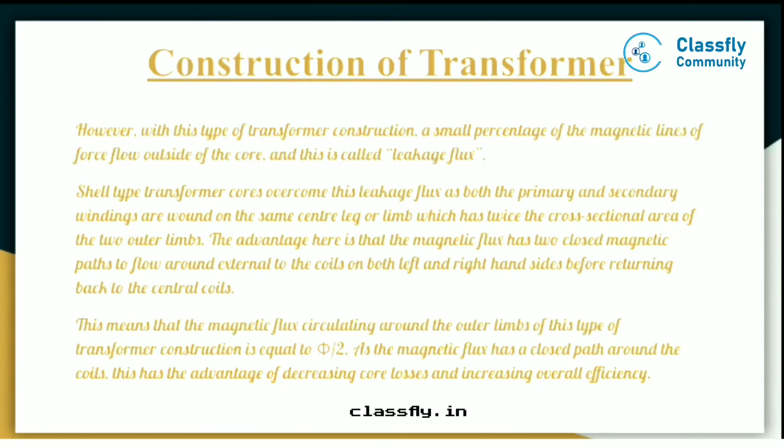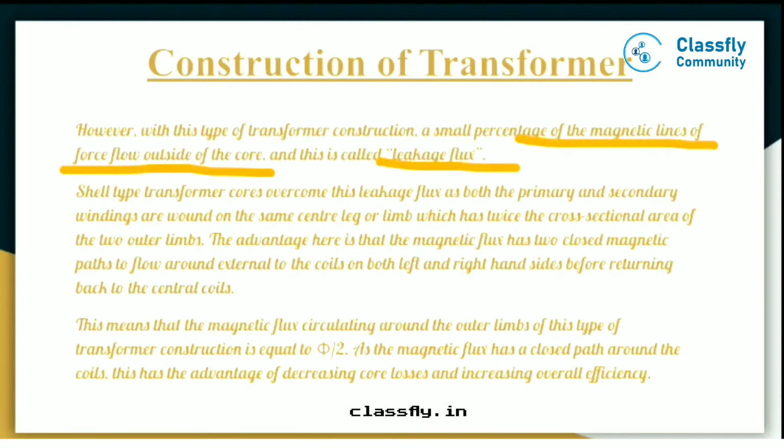Okay, so it says, however, with this type of transformer construction, a small percentage of the magnetic lines of force flow outside of the core. So though this type of transformer has so much construction in the primary winding, or we can say in the one lane there is a lot of winding, and in the other lane there is also a lot of winding, but still it causes a small percentage of magnetic lines of force to flow outside of the core. And this we call leakage flux.